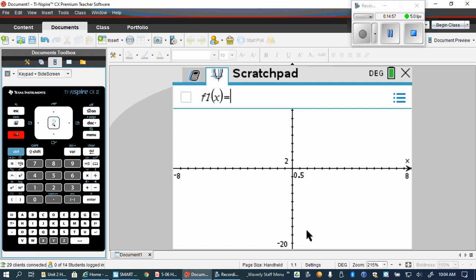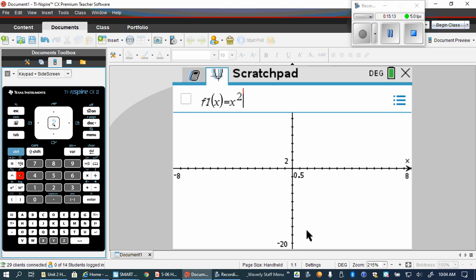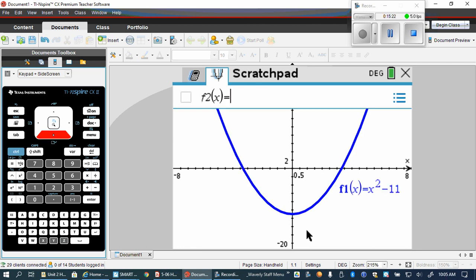Oh, by the way, here's how we do x squared. Everybody pay attention. Type the x. Do you see this little thing here? Versus x squared, that makes more sense. And it's minus 11. Arrow down and put the other one in. There's our parabola. And the other one is negative 2x plus 4. Make sure you use this negative symbol.